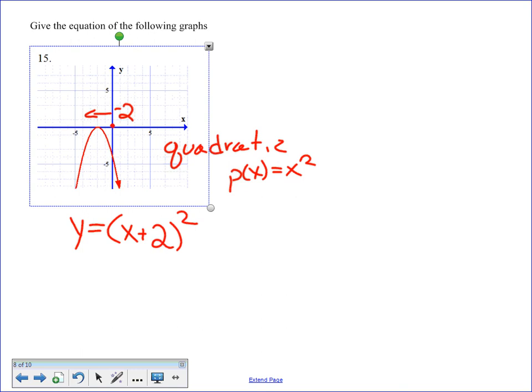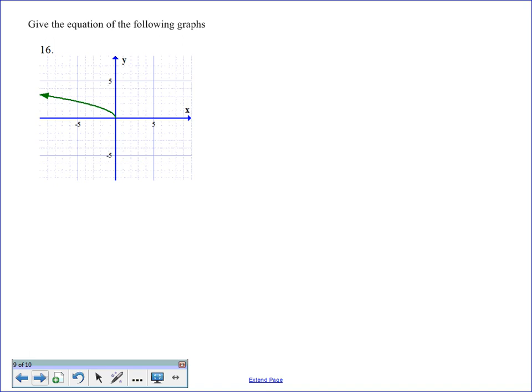And so remember, whenever you do these, you should always check in your calculator to make sure that the graph looks like the one on the board. For this one, this is a square root function. We know that, but it's also been flipped horizontally. So this is y equals the square root of -x.